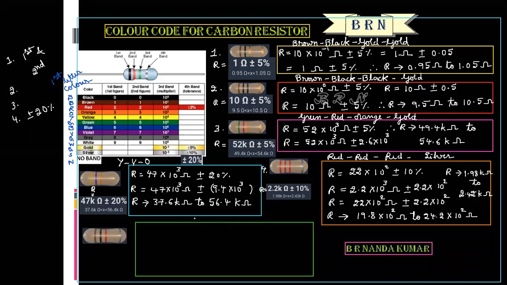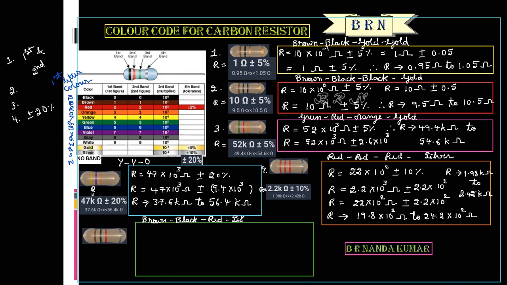Okay, the next example. So now look at this carbon composition resistor. What are the colors? First one is brown, second one is black, and red. After that, last one is silver. Okay.